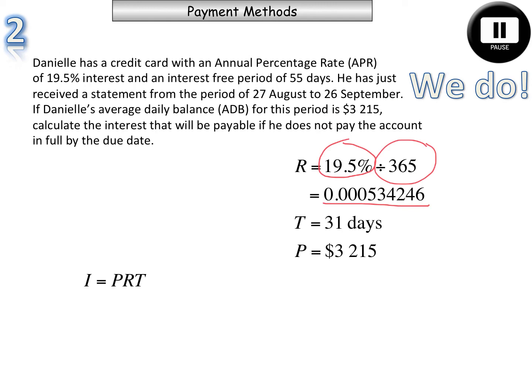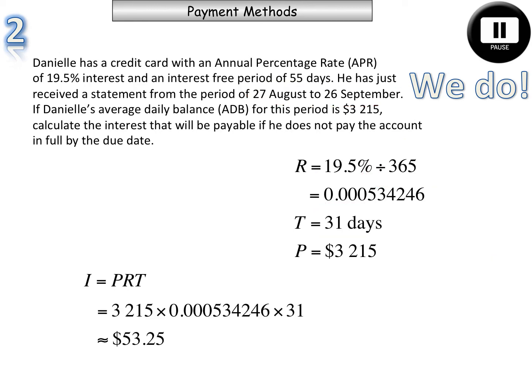Now if you do 0.195, so that as a decimal, divided by 365, there is your interest rate as a decimal. And between those 2 dates we've got 31 days inclusive, and the principal is $3,215. Substitute your values, and round because you have money in dollars and cents to 2 decimal places, so that's $53.25.